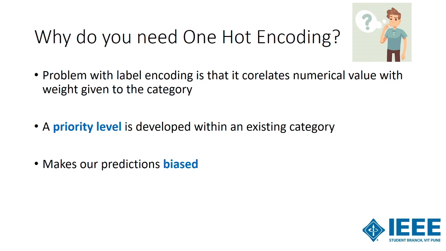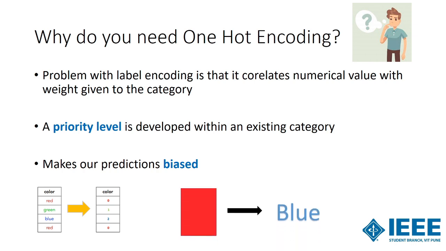Let us understand this better with the color example that we saw previously. Now suppose we feed in red color to this model, it might result in predicting it as blue. Now why does this happen? This happens because blue is associated with the number 2, which is higher than 0 with which red is associated. So our model inclines towards blue, while it makes predictions biased to that categorical variable which has higher integer value associated to it.